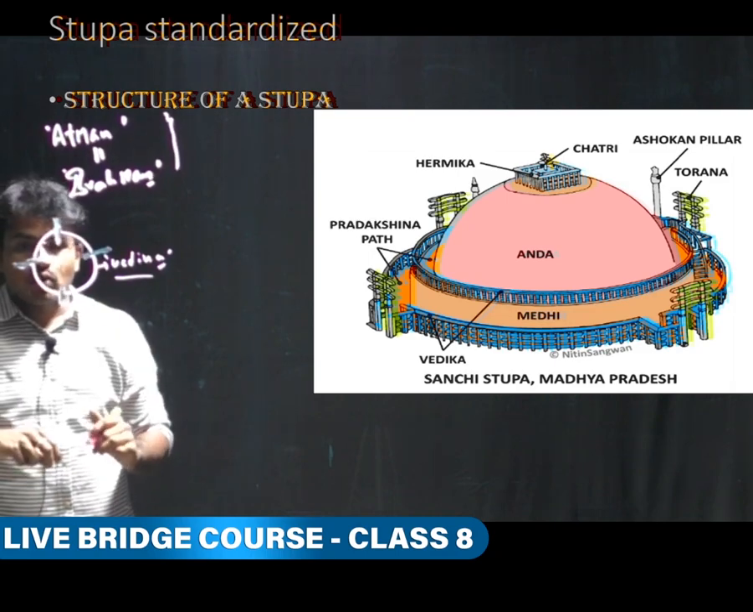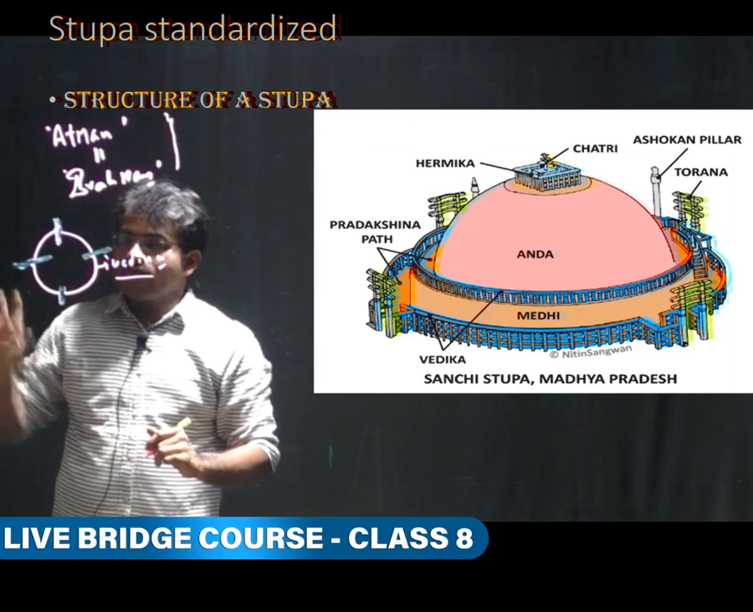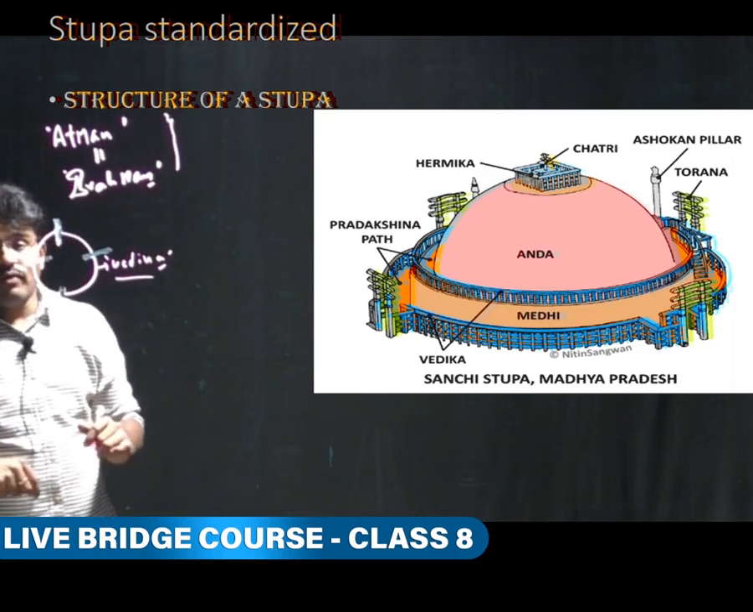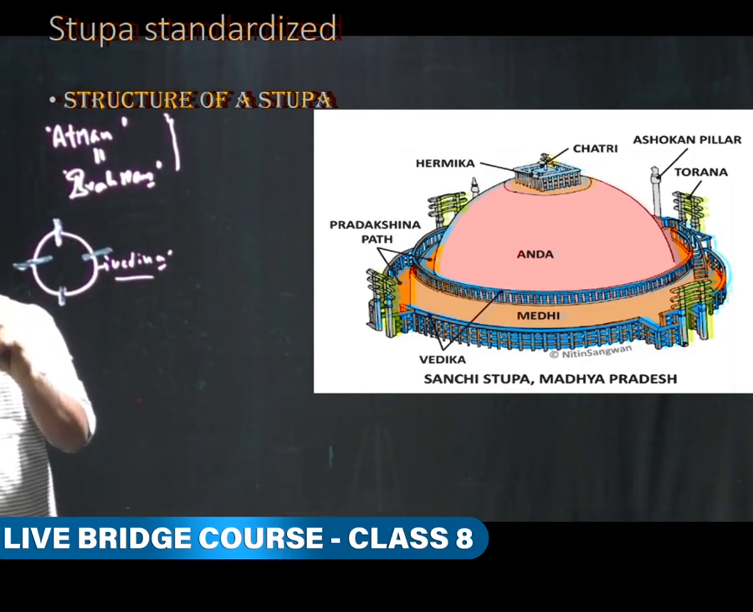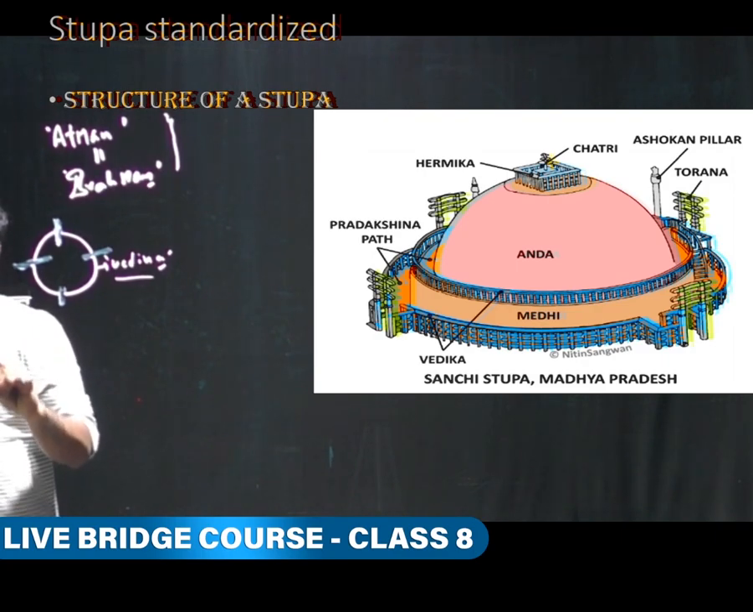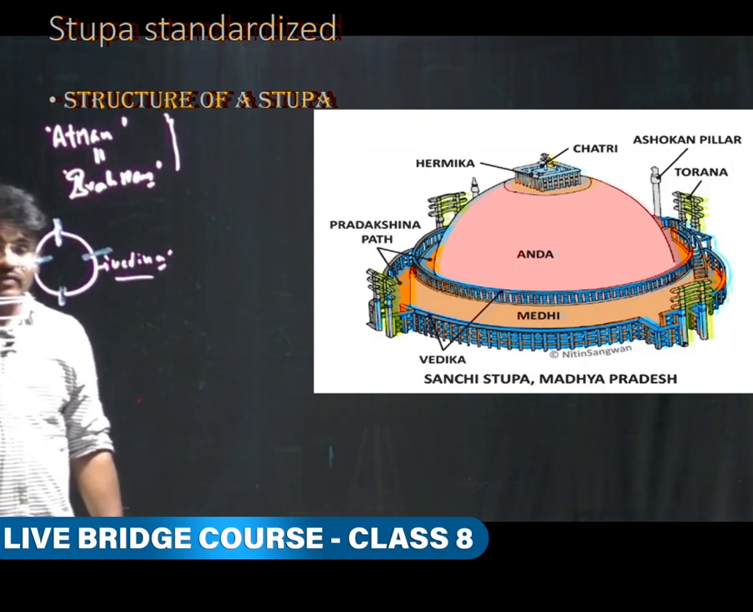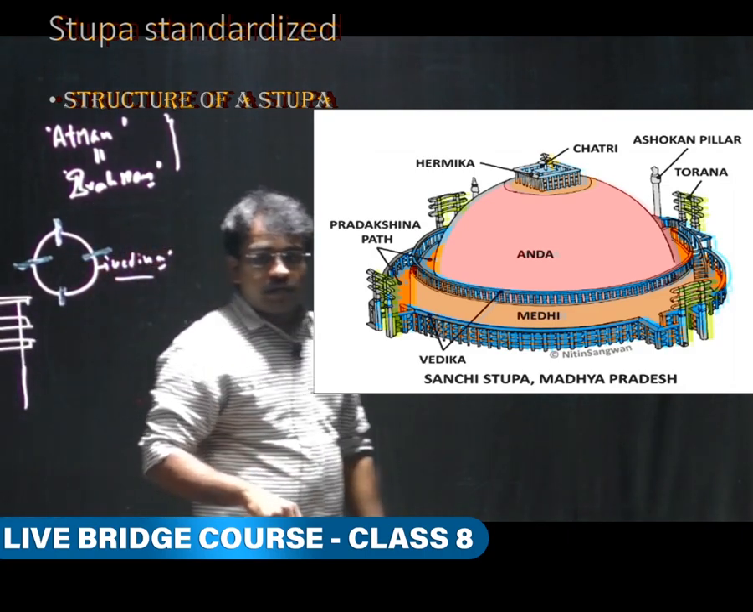And here you will find Toranas constructed. Torana means it will be like this: 1, 2 vertical pillars, along with some kind of architraves. If you visit Sanchi, you will be able to see this. This is known as a Torana. This will be usually richly sculpted.